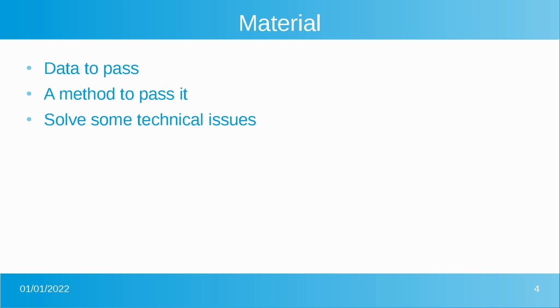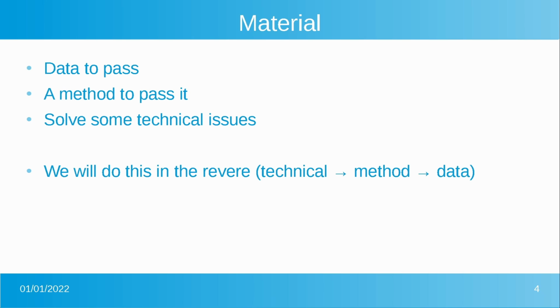What do we need in order to achieve this communication between the fragments while navigating? Well, first of all, we need the data we actually want to pass. Second, we need a mechanism or a method to pass the data. And in order to do that, we have to solve some technical issues. In the demonstration, we will do it in the reverse order. We will first see how to solve the technical issues, then we will see the new method of navigation, and only at the end will we add the data, which will fit into the solution we built up by having the technical issues and the method constructed for us.